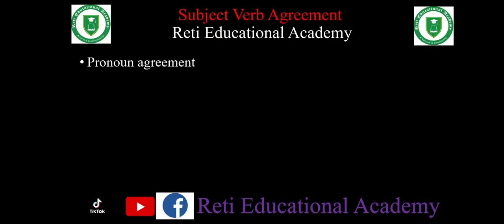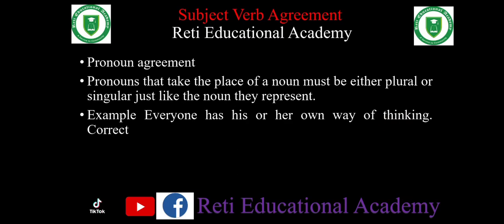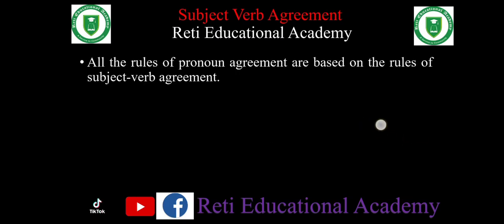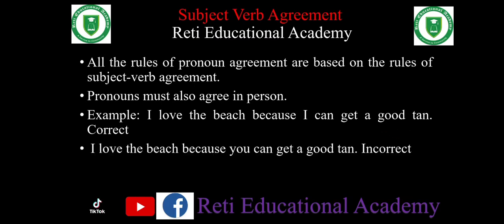Pronoun agreement. Now comes pronoun agreement. Pronouns that take the place of a noun must be either plural or singular, just like the noun they represent. Example: everyone has his or her own way of thinking, correct? Everyone has their own way of thinking is incorrect. Everyone is singular, so it will be her own. All the rules of pronoun agreement are based on the rules of subject-verb agreement. Pronouns must also agree in person. Example: I love the beach because I can get a good tan. Correct. I love the beach because you can get a good tan. Incorrect.